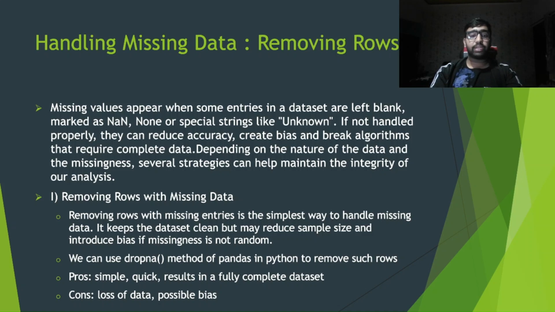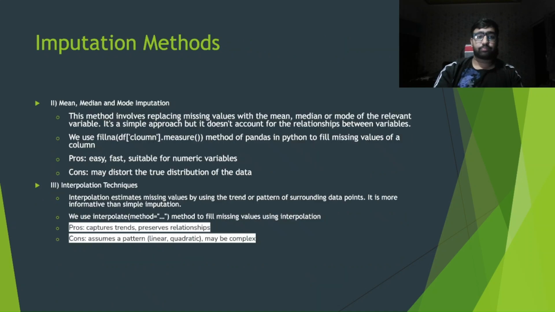By not random, we mean that certain data values are missing of those rows that account for a particular type of variance for some other feature. So by removing such rows, we are removing that particular category of variance which could be helpful in training the data. We are removing that kind of variance which could introduce bias for that feature, and ultimately it introduces bias in our trained model. We can use the dropna method of pandas in Python to remove such rows. Pros: it is simple, quick, and results in a fully complete dataset. Cons: it causes loss of data and possible bias.